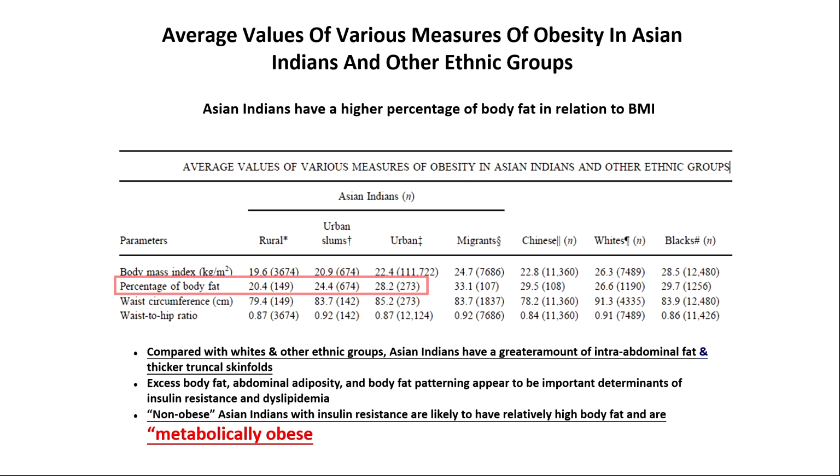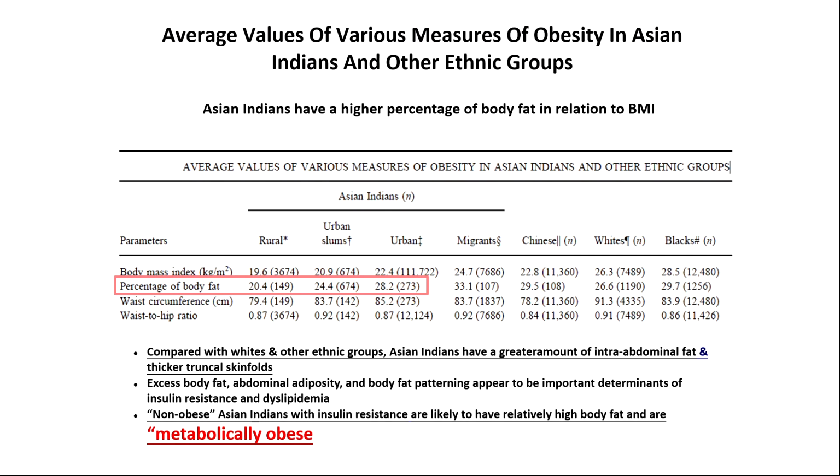And then look at the percentage of fat that can happen. We are metabolically obese. Compared to whites and other ethnic groups, Asian Indians have a greater amount of intra-abdominal fat and thicker truncal skin folds, which are very, very insulin resistant. That's what we need to do.